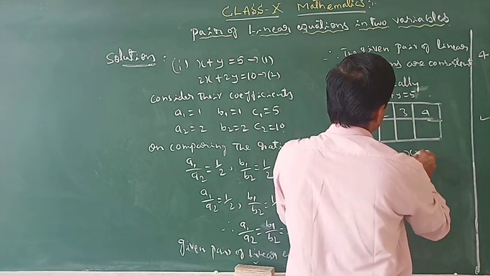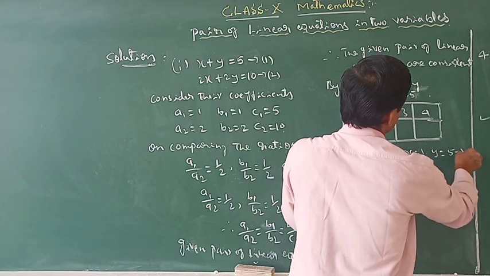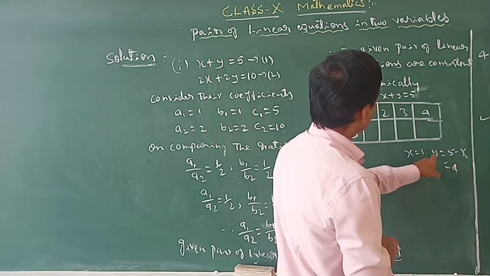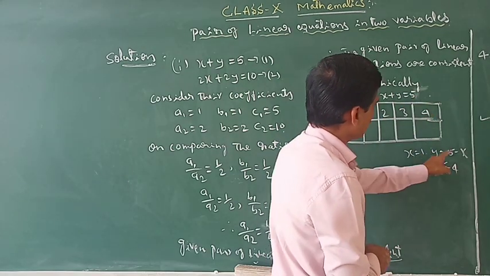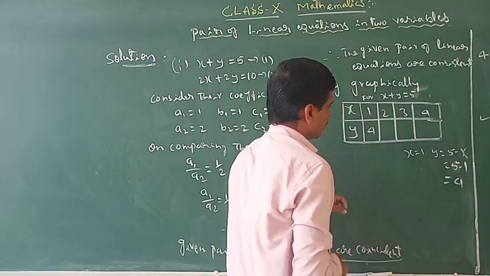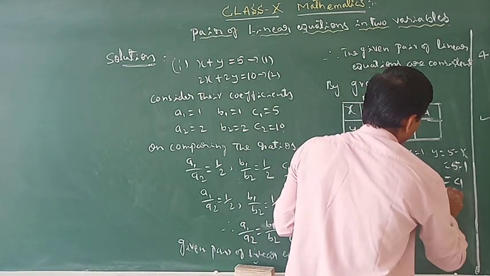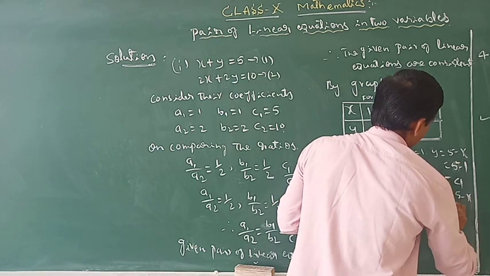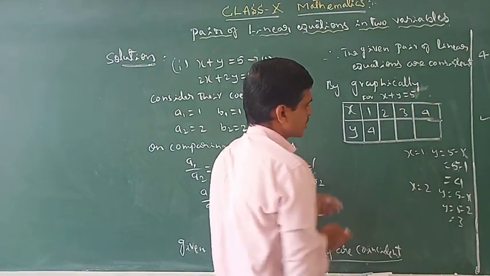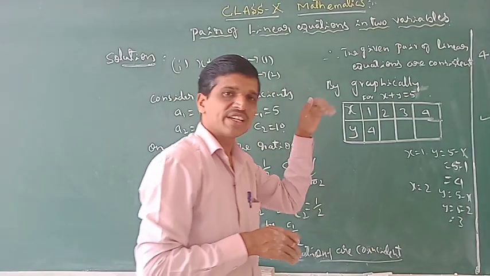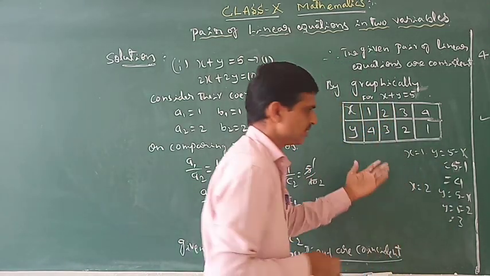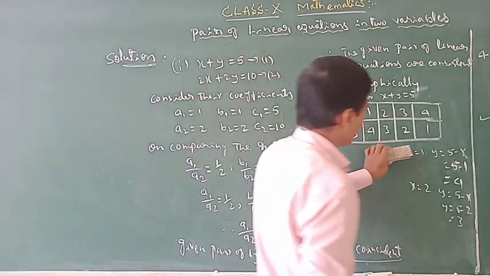If x is equal to 1, then y is equal to 5 minus x, that is 5 minus 1, which is equal to 4. In the same way, if we put x equal to 2, y is equal to 5 minus 2, so it is equal to 3. If the x value increases, the y value decreases. So next is 2, next is 1. You can get the answers immediately.